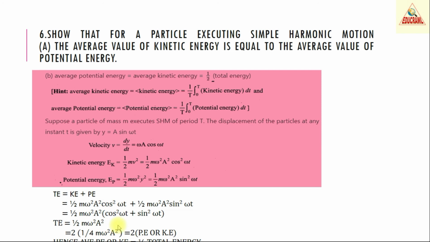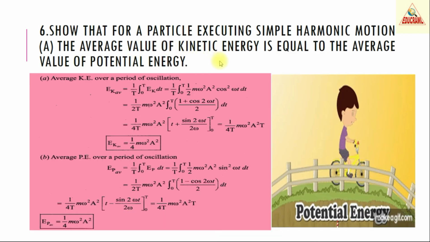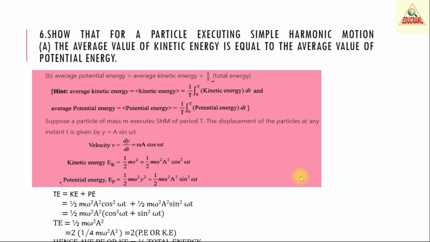This expression can be written as 2 into 1 by 4 m omega squared a squared, which is nothing but the potential energy or kinetic energy. Hence, we have proved that the average value of kinetic energy is equal to the average value of potential energy, and it is equal to 1 by 4th of the total energy.